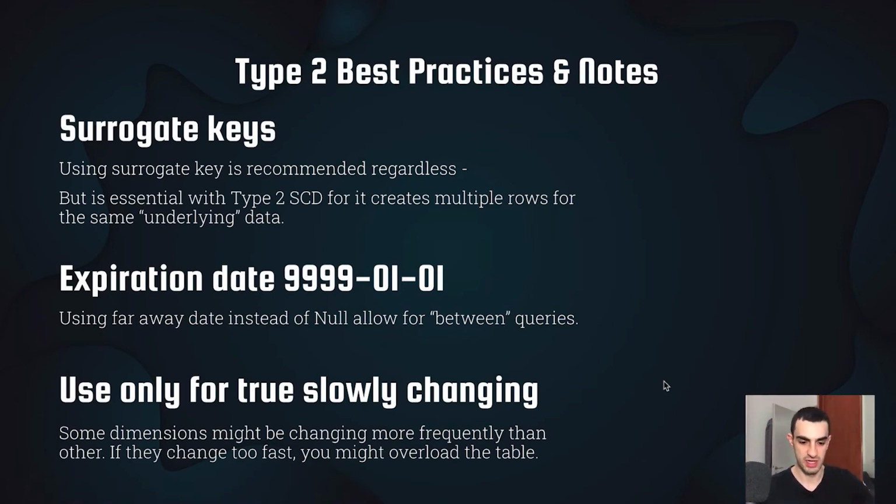The last thing, and this is important, you should only use type 2 for truly slowly changing dimensions. It's very tempting to use type 2 for everything because it tracks the entire history, it has all the data, you don't lose anything. But if you use it for something that may change more frequently, let's say every day, every hour, something like that, you will very quickly find yourself with a very bloated table. And this harms performance so much that you can't have this performance hit when we talk about OLAP databases.